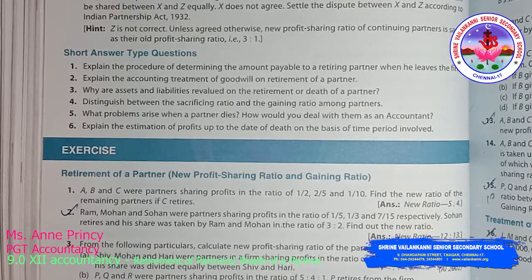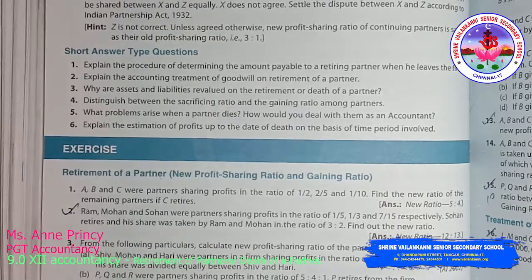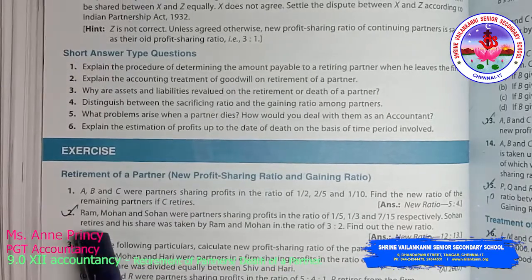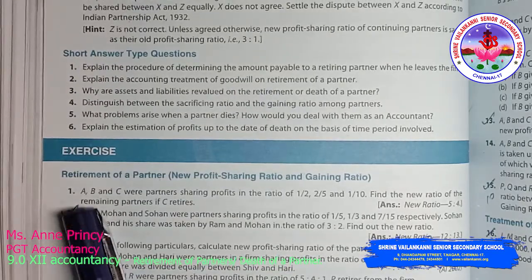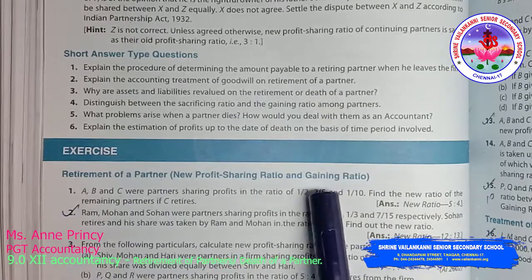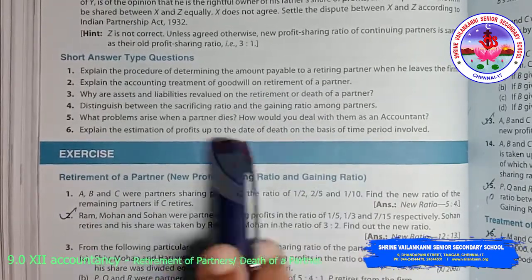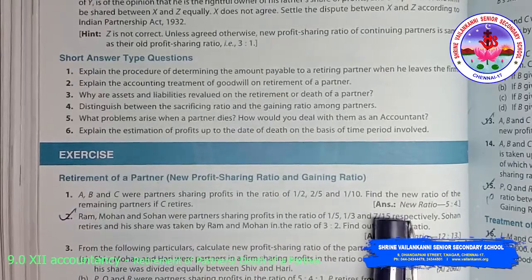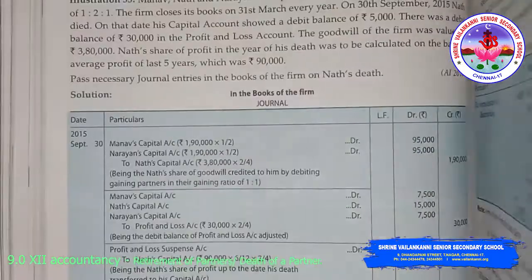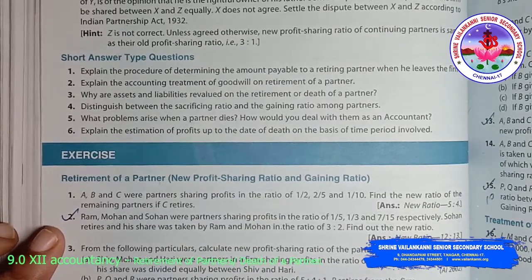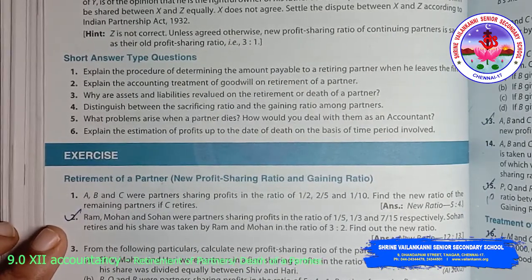This session we are going to start a new chapter, retirement or death of a partner. Under this chapter we are going to look into one problem, that is retirement of partner, new profit sharing ratio and gaining ratio. So we are going to know how to calculate the new profit sharing ratio and the gaining ratio.